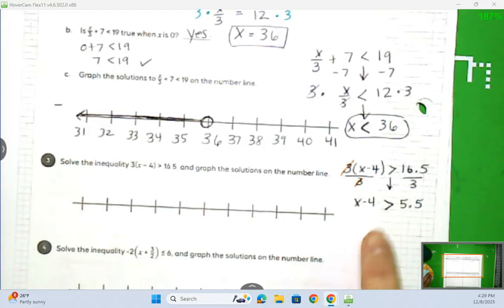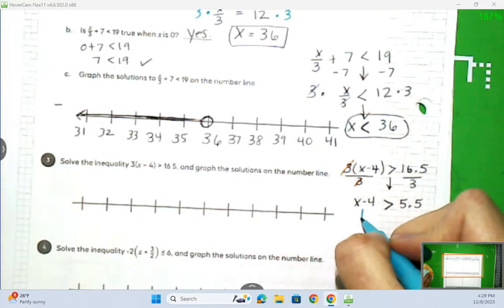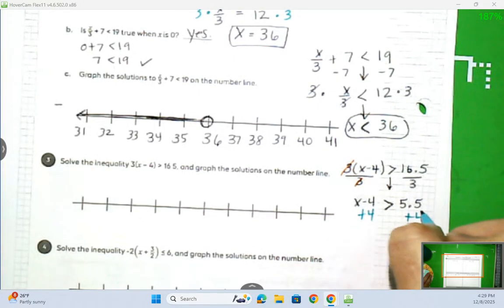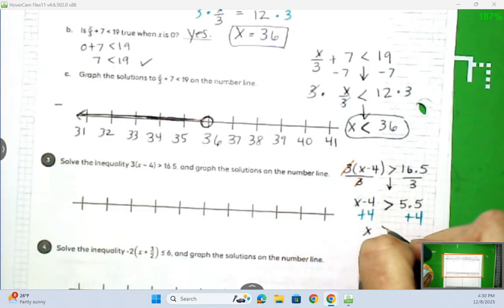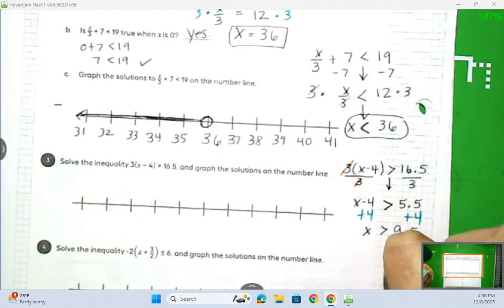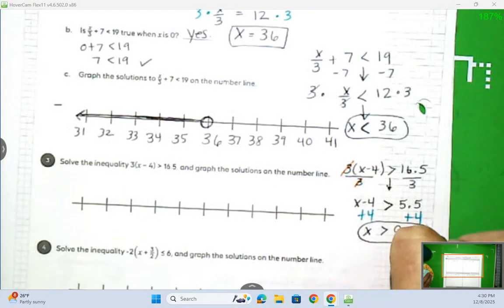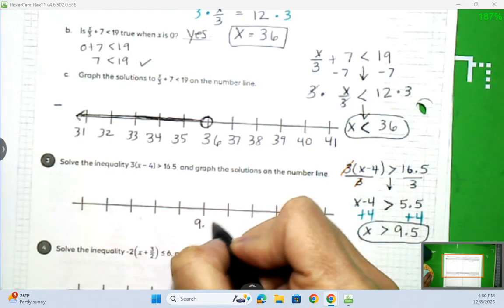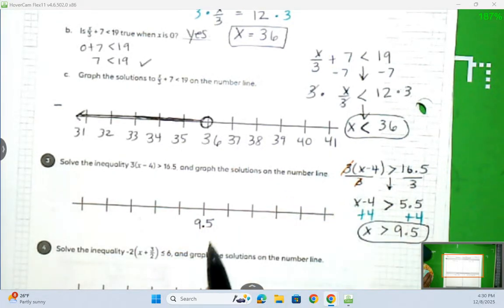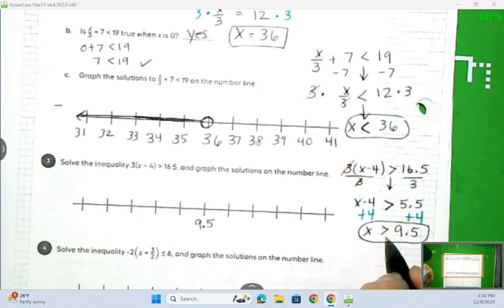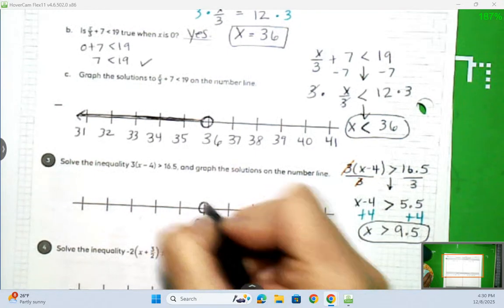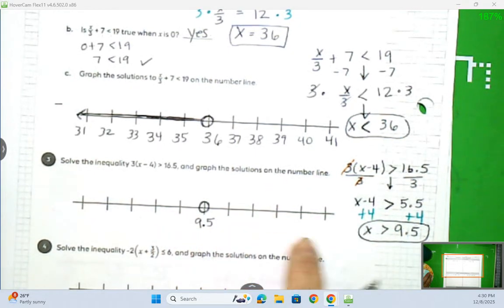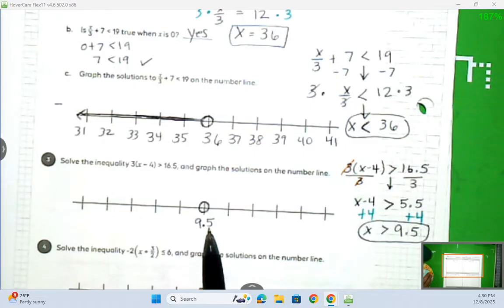Okay, the opposite of subtracting 4 is to add 4. So we get x is greater than 9.5. If I have a decimal here, 9.5, since there's no equal sign, it's going to be an open circle. And this time I could go by ones, or I could go by halves, or I could go by tenths.